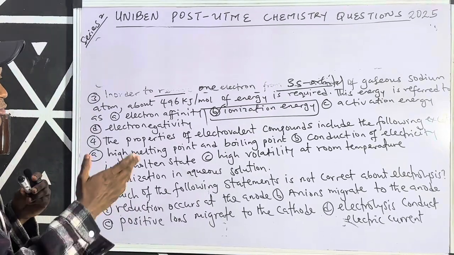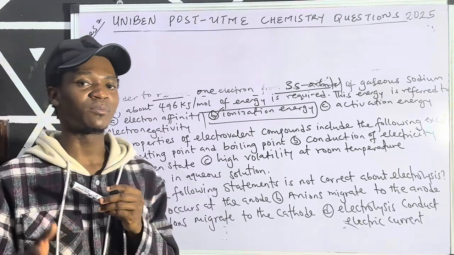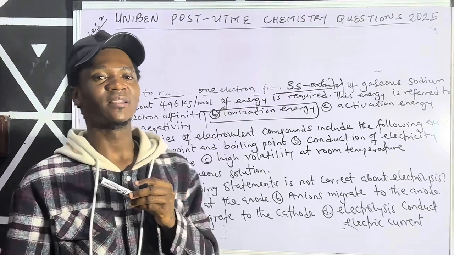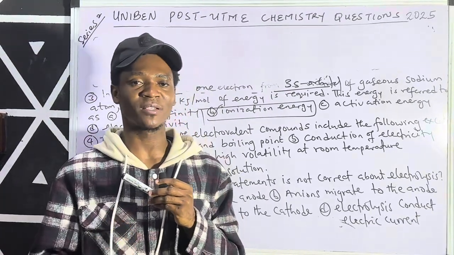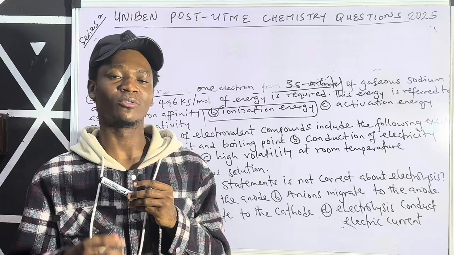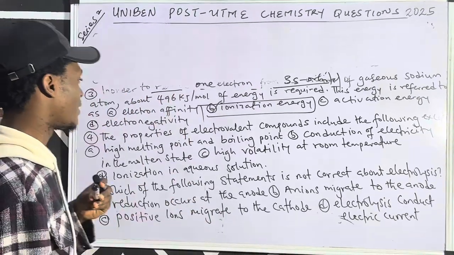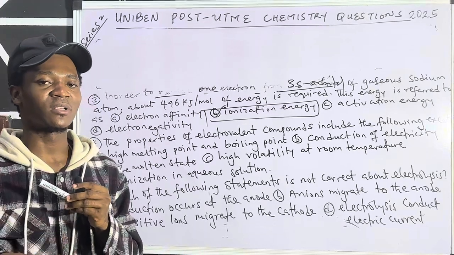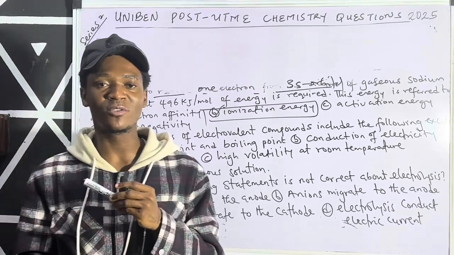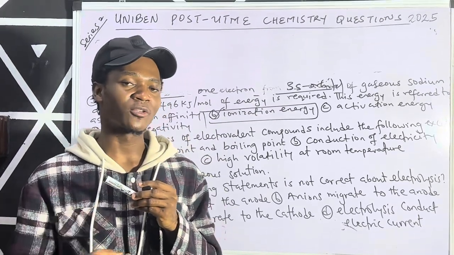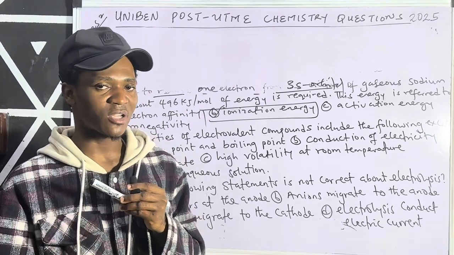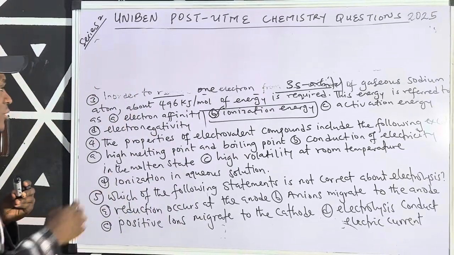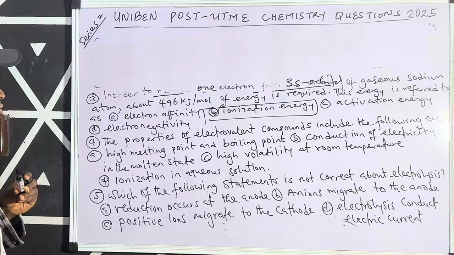Then, of course, activation energy is simply the minimum amount of energy that needs to be possessed by reactant particles for a chemical reaction to occur. So that one is out already. Then electronegativity is not part of it, because electronegativity talks about the ability of an element to gain electrons and become negatively charged, which is not part of it. So the correct option remains ionization energy.